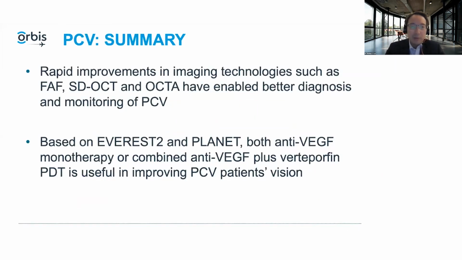Okay, so just to summarize PCV, with the rapid improvements in imaging technologies, including spectral domain OCT and OCTA, we can make better diagnosis and monitoring of our PCV patients. And based on the phase 4 study, the Everest 2 and the Planet study, you can see that both anti-VEGF monotherapy and combined anti-VEGF plus verteporfin PDT can improve the patient's vision quite well.